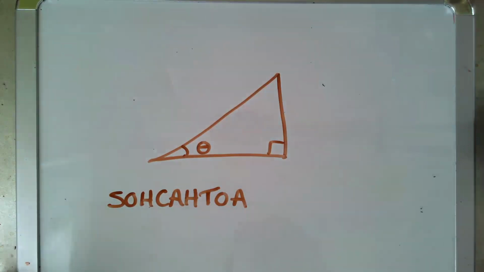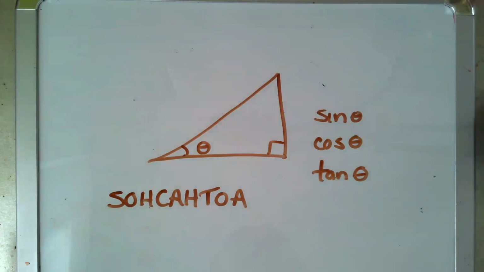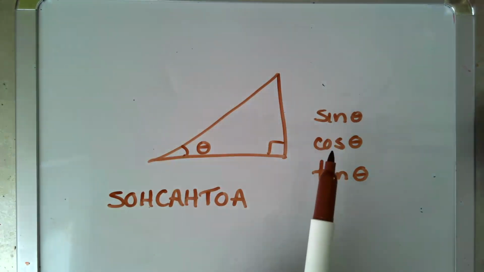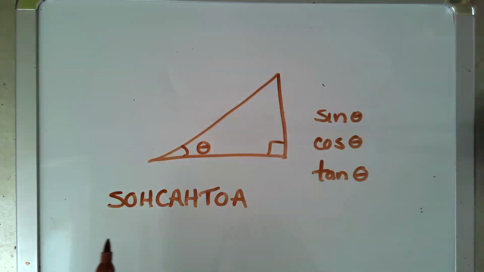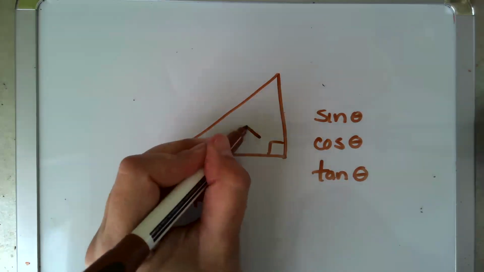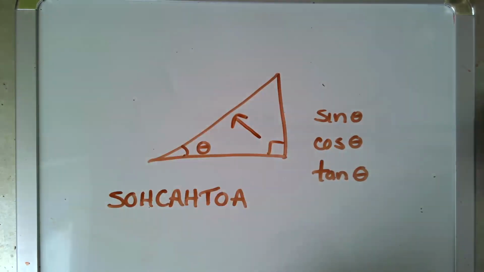But in terms of the English letters, what this reminds us of are our first three functions: sine of theta, cosine of theta, and tangent of theta. And that's what this S, C, and T stand for. H stands for hypotenuse, and hypotenuse is always the side directly opposite the 90-degree angle. It is also the longest side in any right triangle.